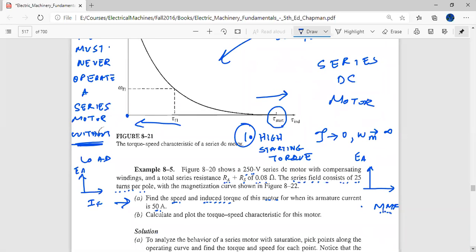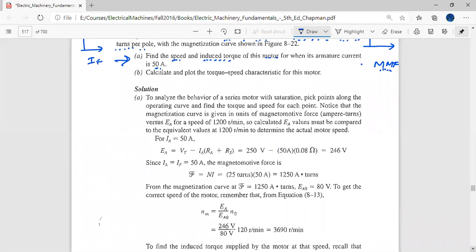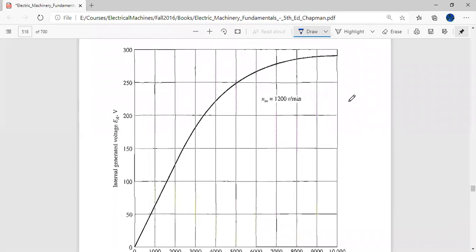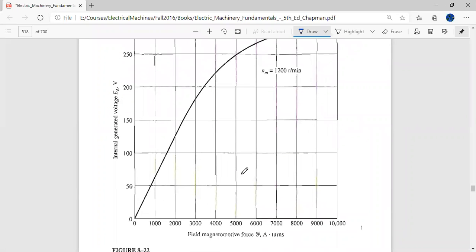So it says that a curve is given and we want to find the speed and the induced torque of this machine when the armature current is 50 amperes. Now you have been given this curve, and again, as I told you, the field is not given in terms of IF, but in the form of the product NI, which is MMF, which is also an indication of the field. And on the y-axis, you again have the EA just as before. This curve is for a particular speed of 1200 RPM, and you can read off from this curve any values for EA versus the field at this particular RPM.